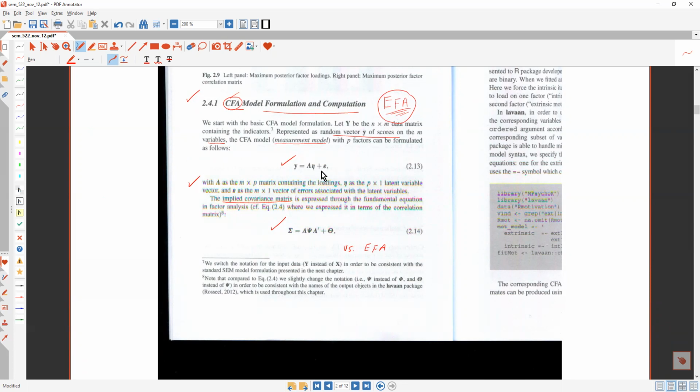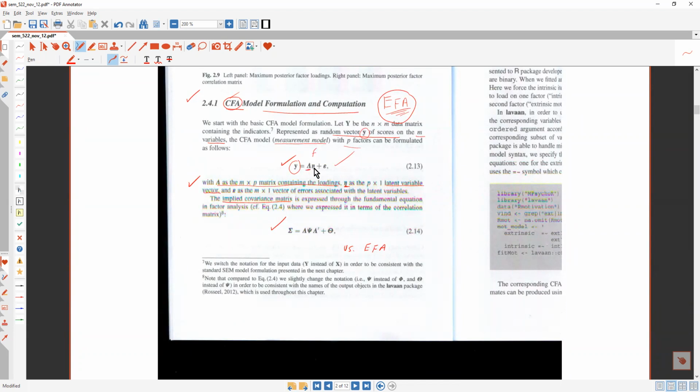So let's see. Looks the same, right? We have a random vector y of scores on the m variables. This is a direct mirror of exploratory factor analysis. And we have p factors. So we have our loading matrix that contains the loadings. There's our eta, which is just a vector. It's a latent variable vector. That looks a lot like the F, right? So far, this is looking pretty similar.